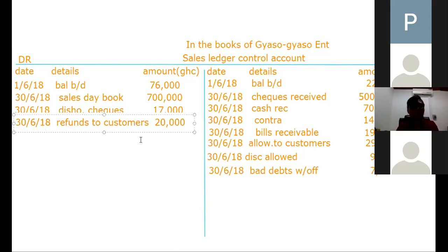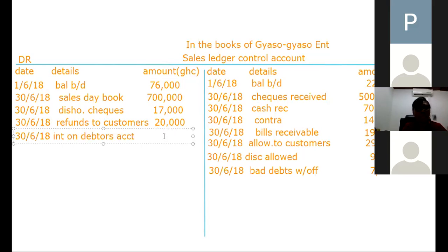What else? Interest charge on debtors overdue account. So where will it be? Credit side of the sales ledger control account. Interest on the overdue account. Yes. Okay, how much is it? 1,000. What else?